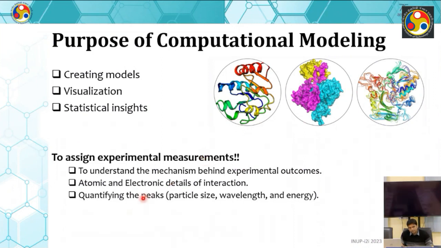In another way, we can also quantify the peaks that we are getting, for example, the particle size or maybe the wavelength and the energy associated with any electronic transition or the interaction participating. So with these fundamental terms that we generally obtain from the experiment, however, we do not know what the causative factors are of each individual peak or each height that we are getting. And hence, the computational modeling will not only give the aesthetic look of the system within, but it will also answer the reason behind them.